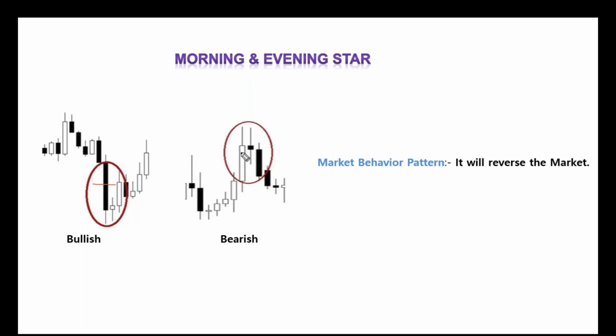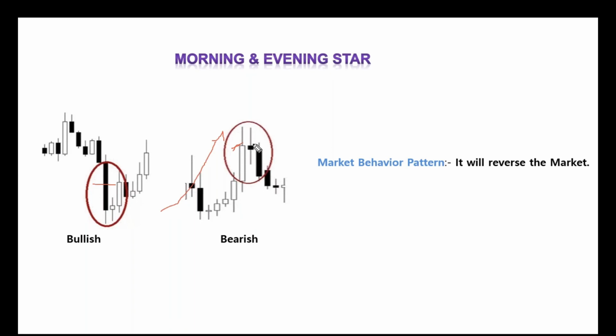Similarly, in the bearish one, it should be in an uptrend. The first one is a large, high volume bullish candle, and the second should be a bearish candle where the market closed.